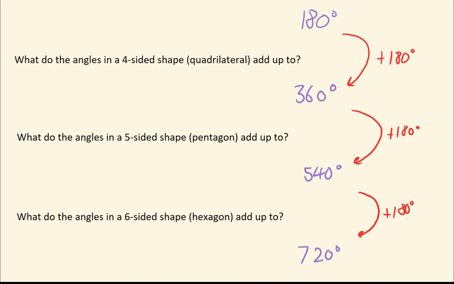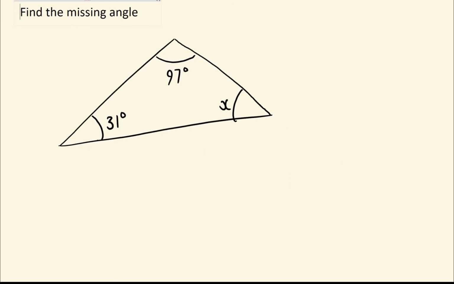So jot this down, make a note of it. Make sure you find how this works. Basically, each extra side you add means you have another 180 degrees inside that shape. So let's see how we can use this. Let's start right at the basics.